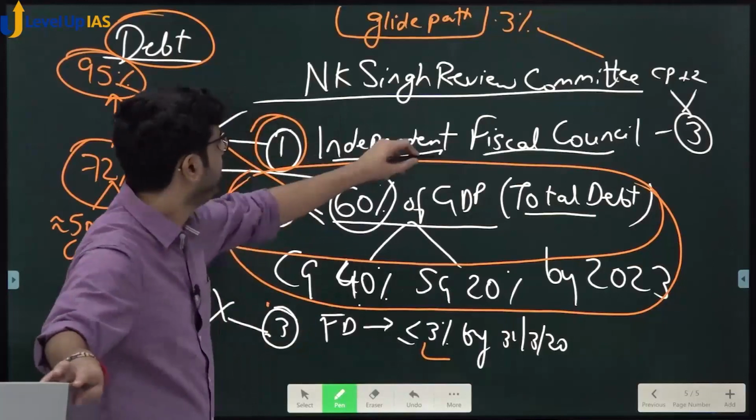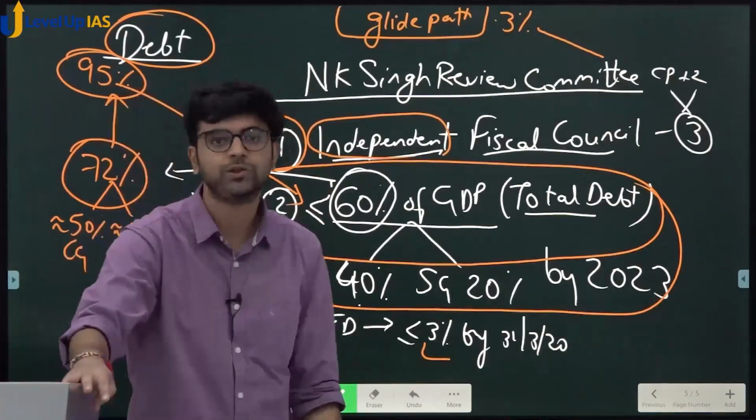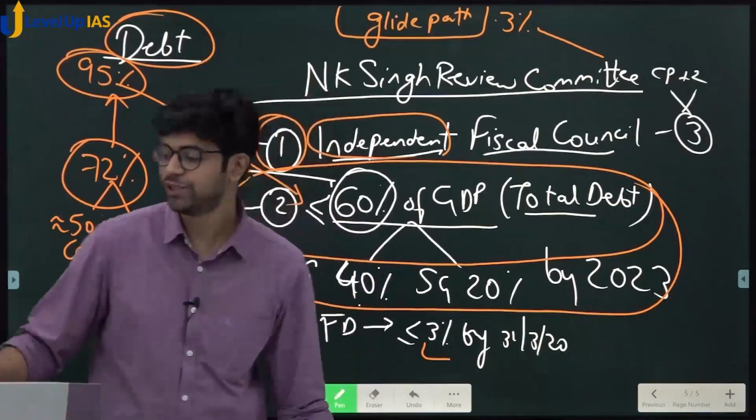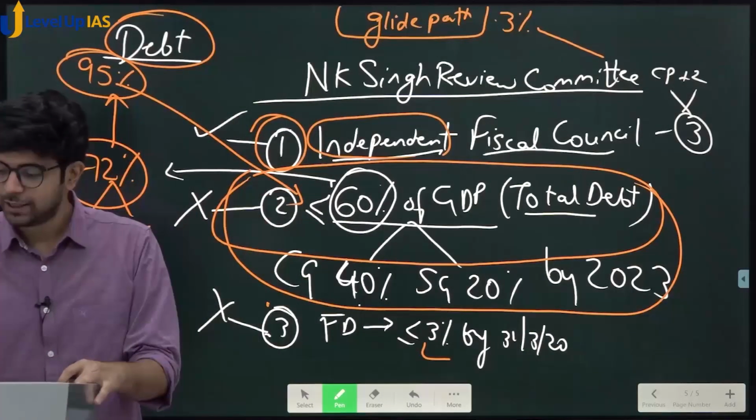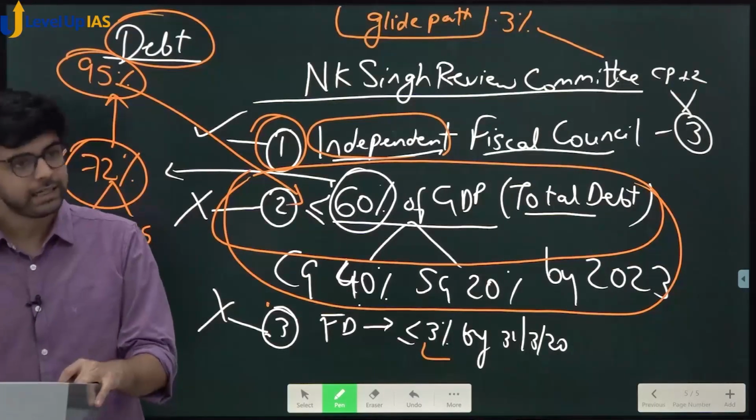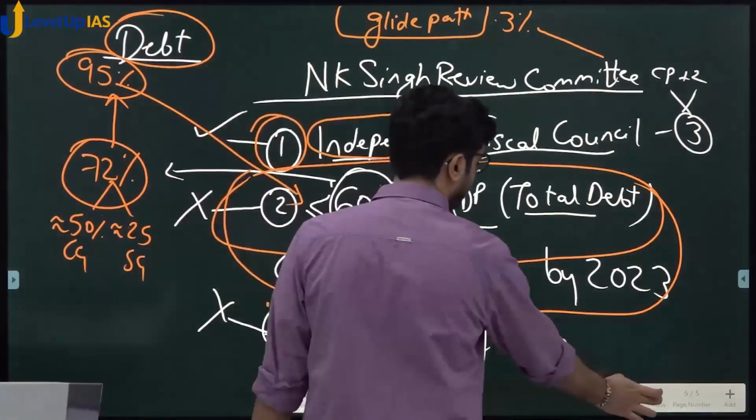When it will be independent, then it will have a true voice. Judiciary is independent, that is why it has a true voice, right? Sometimes it doesn't have a true voice, that is a different thing. But on paper at least it has a true voice. Yes or no? Okay. Now coming back to monetization.